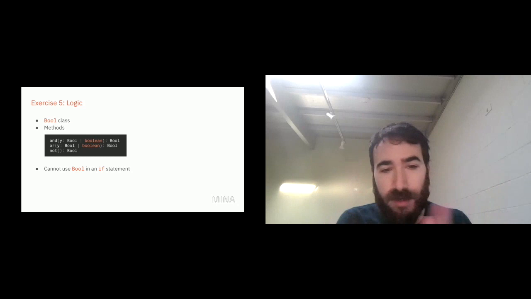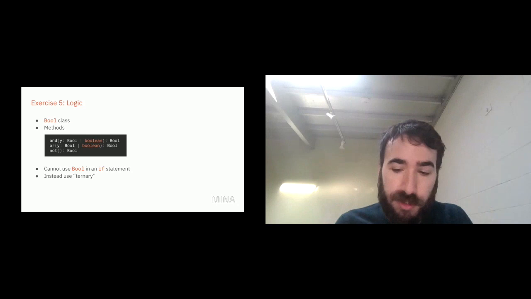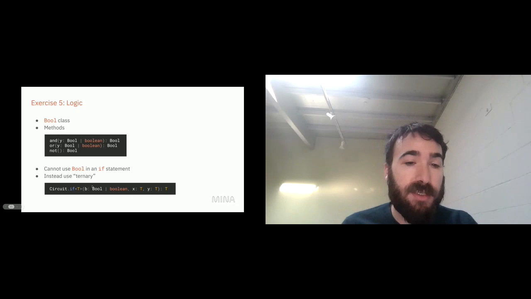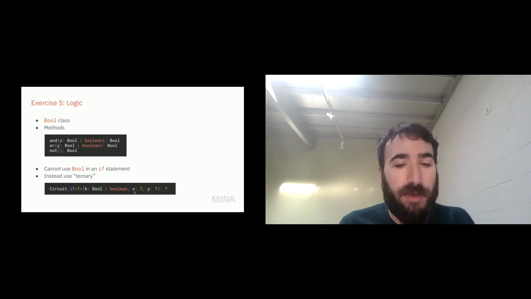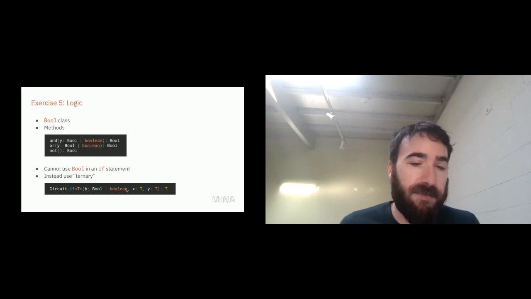Instead, you have to use this kind of ternary construct, which we call Circuit.if. What that does is it takes either a Bool or a boolean, and two values, like a then and an else, and it returns a value. So if the Bool is true, then it will return the first branch. If it's false, it will return the second branch.